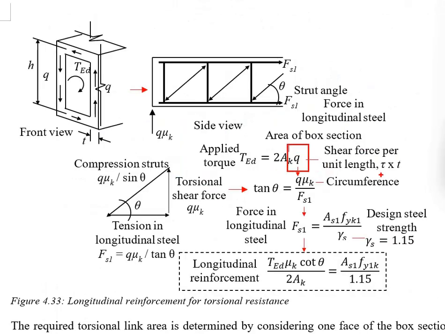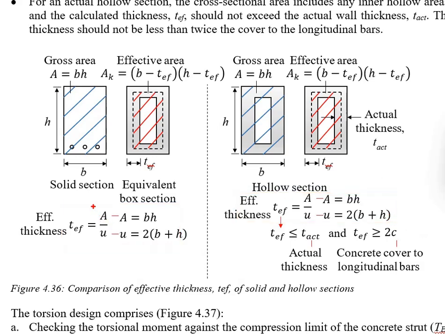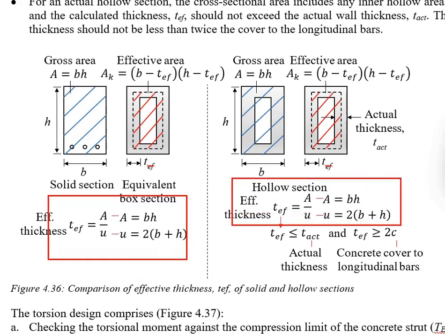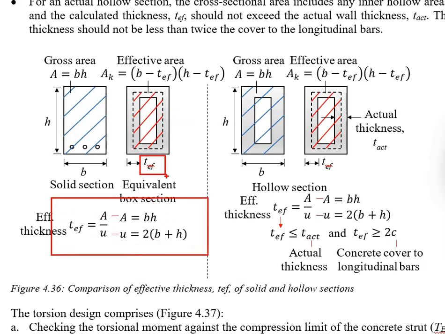Shear flow is calculated by multiplying the shear stress with the thickness. This thickness here represents the effective thickness of the hollow section. The formula to calculate the effective thickness is given here. It is a ratio of the gross area divided by its perimeter. In our previous videos, we talked about the process to determine the effective thickness. There are two circumstances. First, the solid section. Assuming the internal part contributes minimal to the torsional resistance, this part will be ignored. Use this formula to calculate the effective thickness.